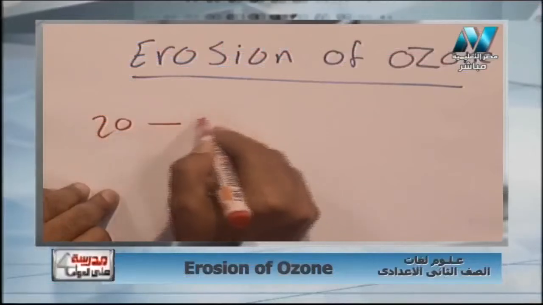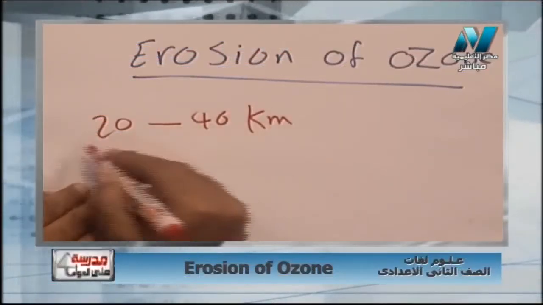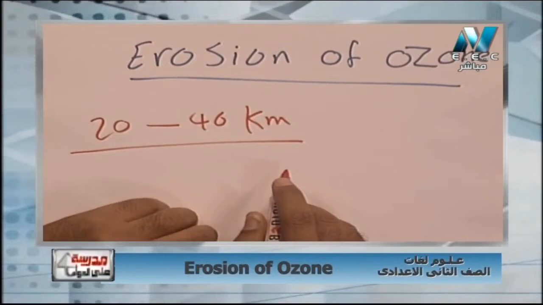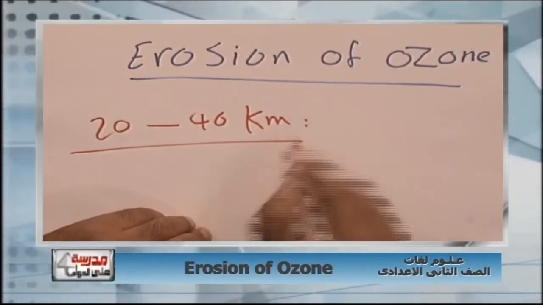What's ozone? Ozone is a layer that protects the Earth from harmful radiation of ultraviolet rays that comes from the sun or from cosmic radiation. But where does ozone lie? In the second layer. Second layer, as we studied, it's called what? Stratosphere. This layer contains the ozone from 20 to 40 kilometers above the sea level.